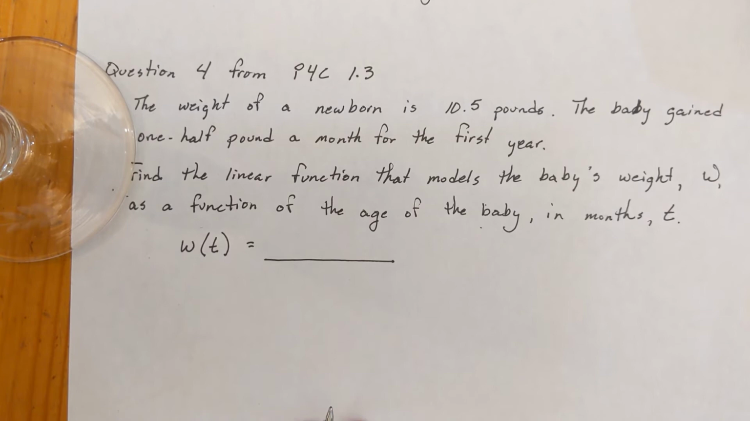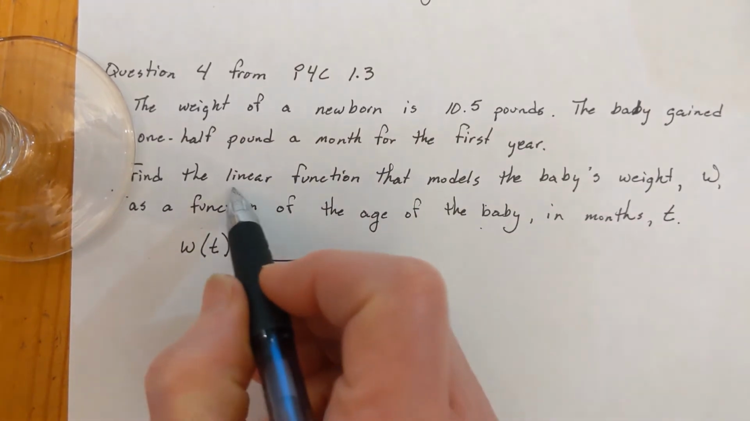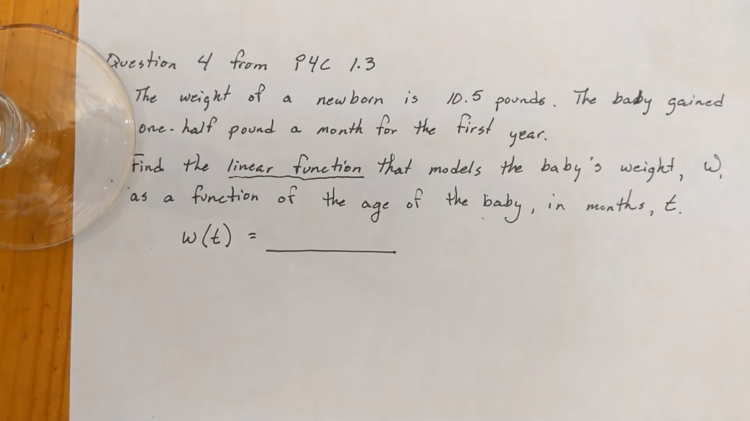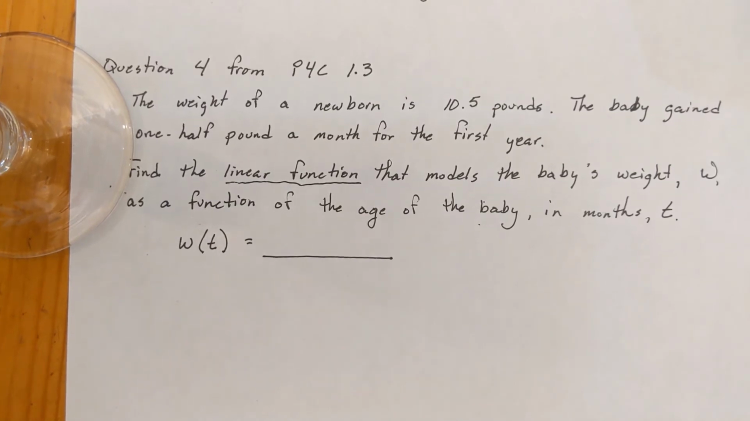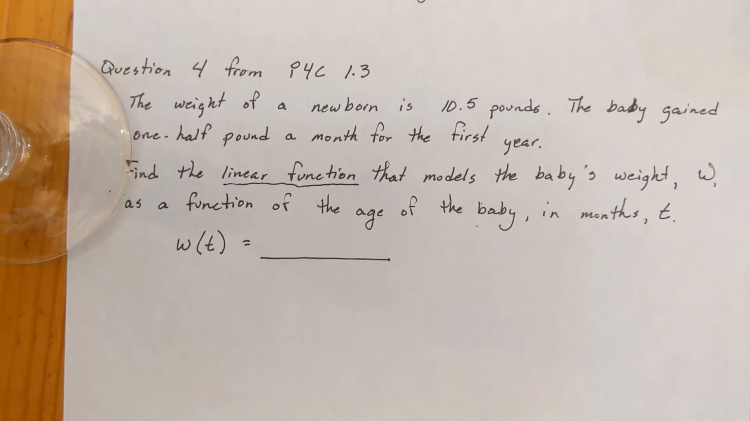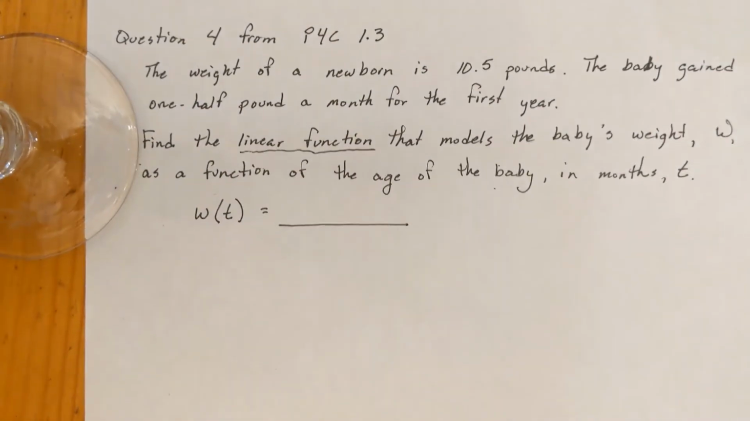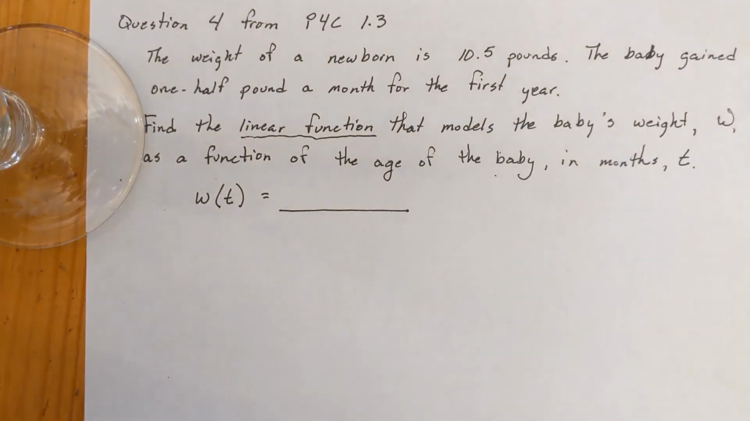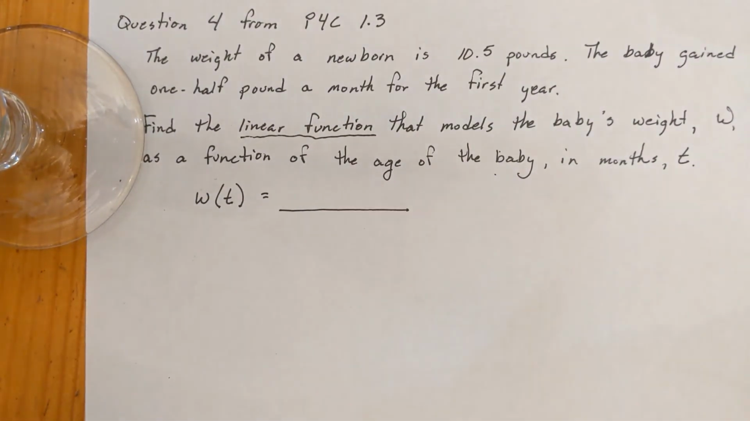Find the linear function. Linear function, we haven't talked about functions yet in this class, but that's coming up next. Most of us know what a function is. We want to model the baby's weight, W, as a function of the age of the baby in months, t. So t is time. Weight is the weight of the baby.